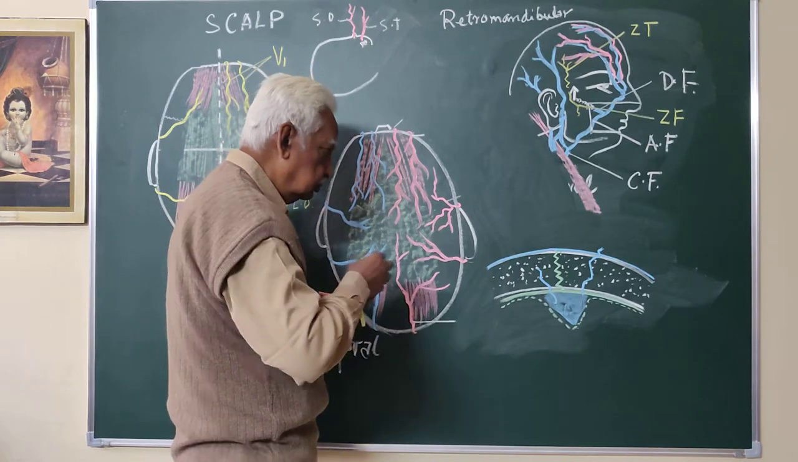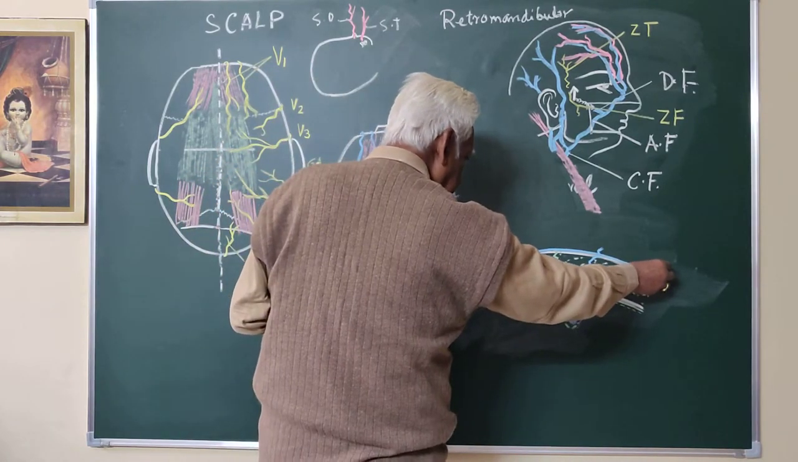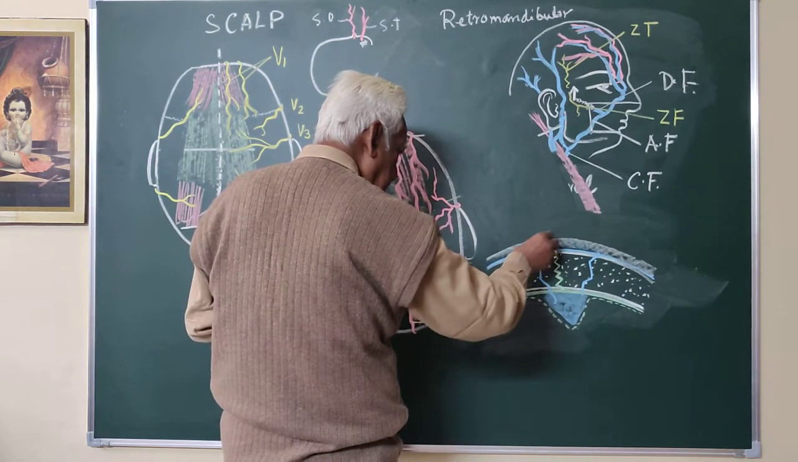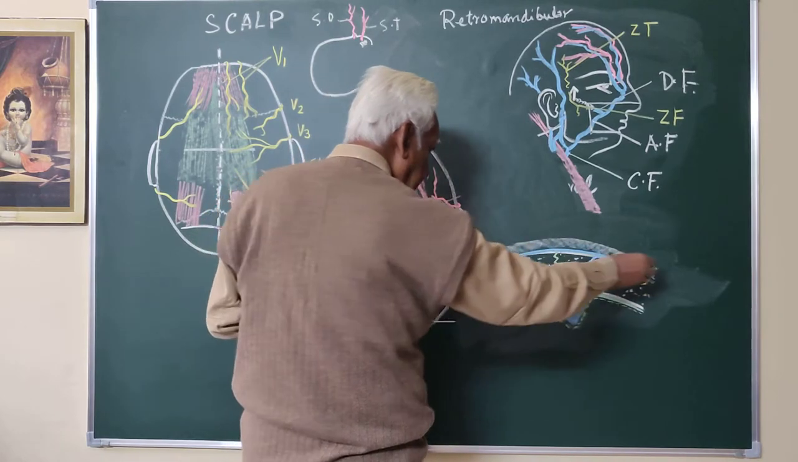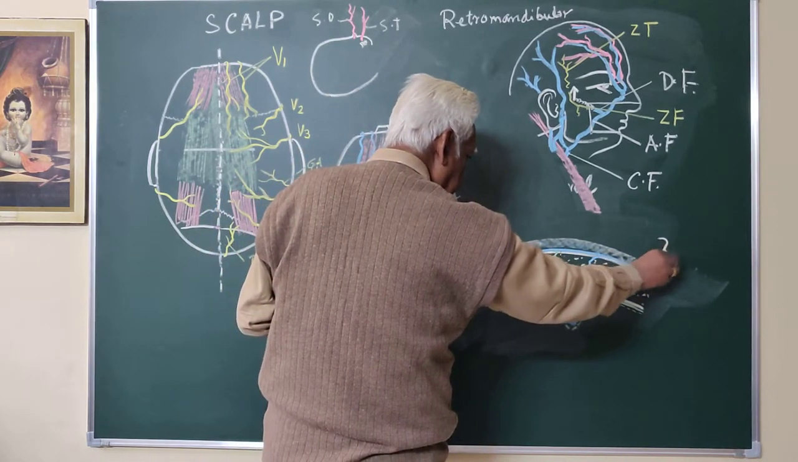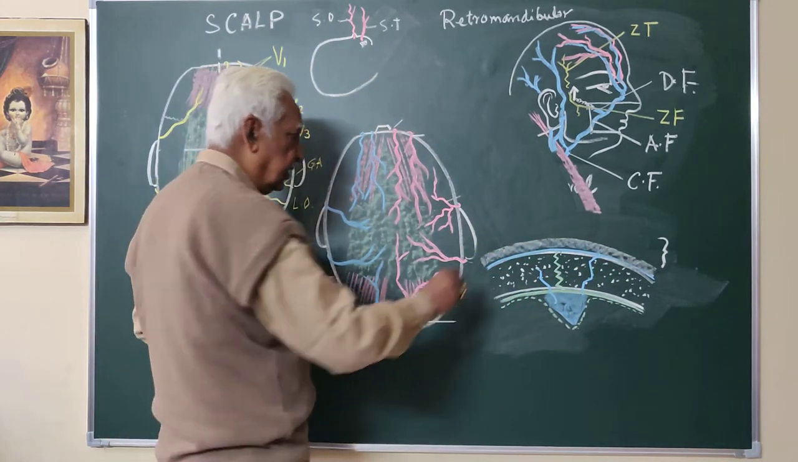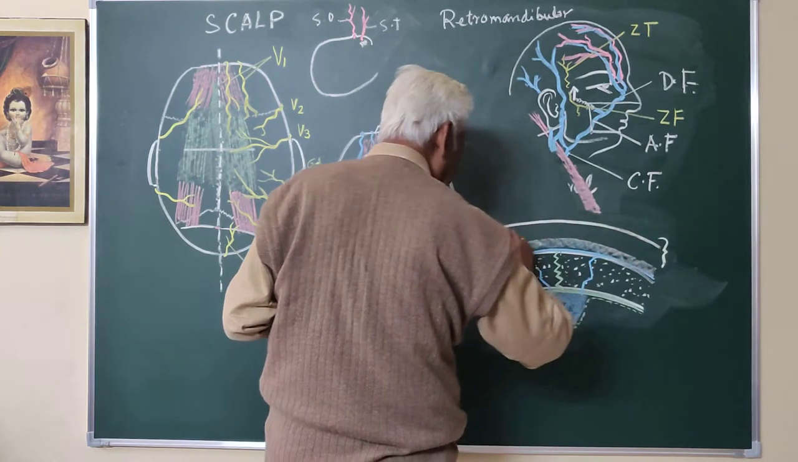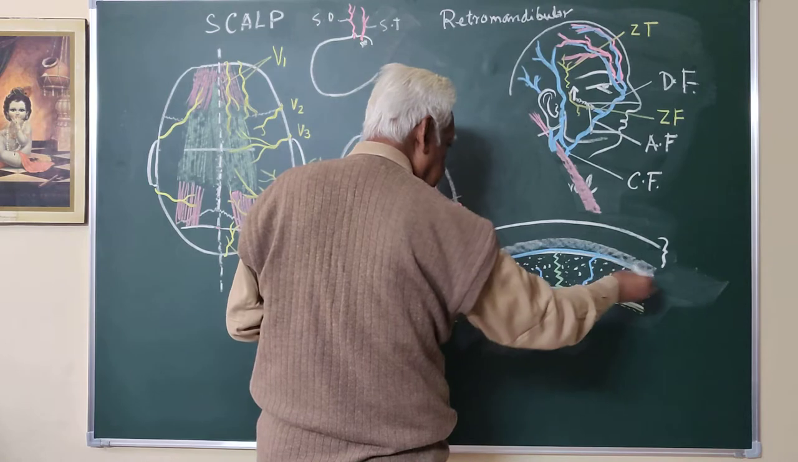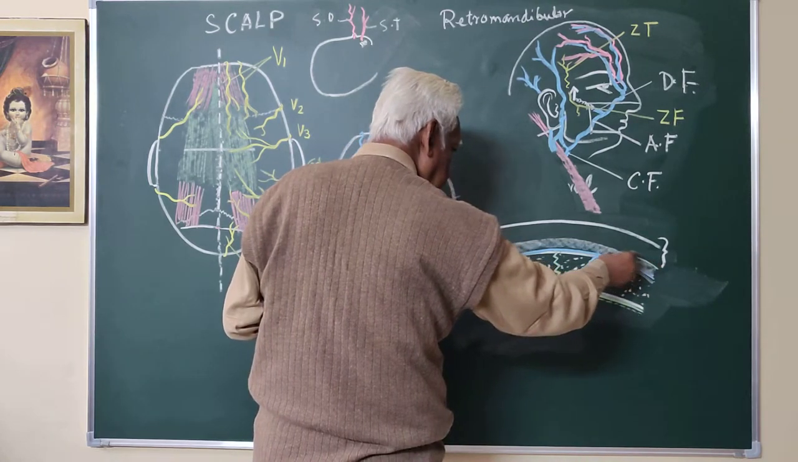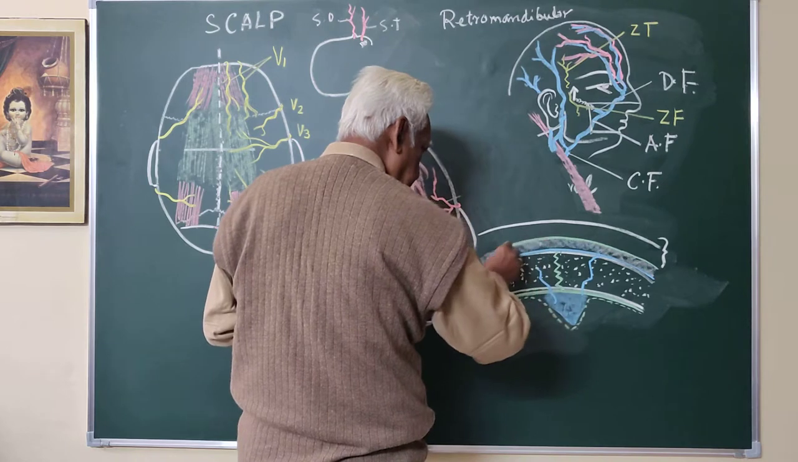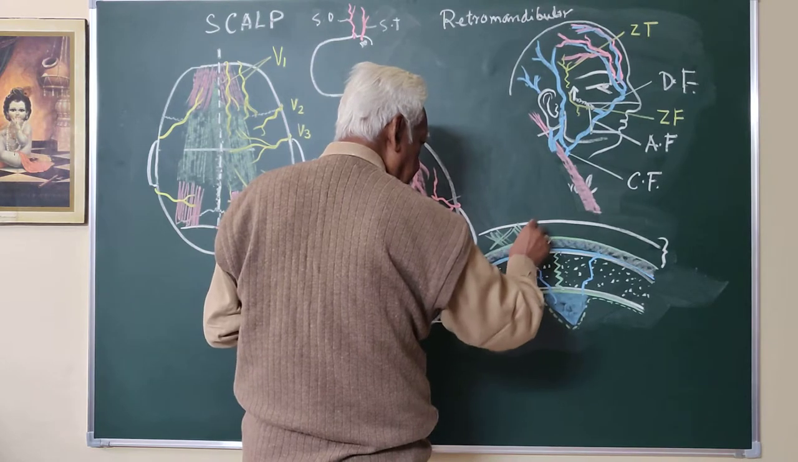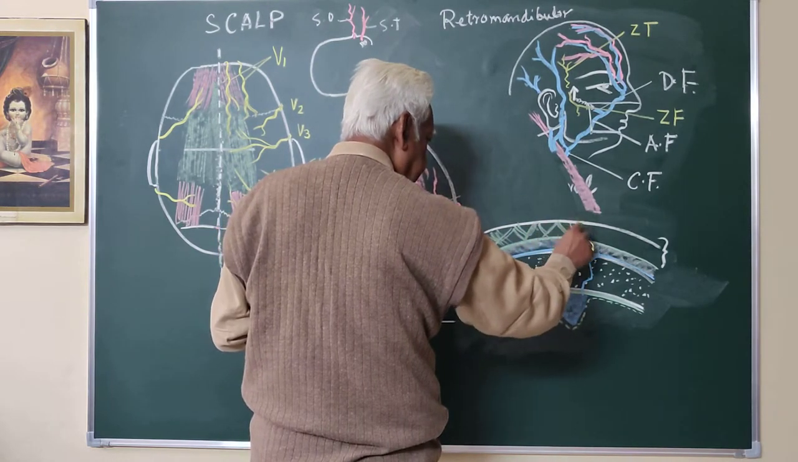Superficial to this layer is the loose areolar tissue, which I am just enlarging for the sake of convenience. And above this were the three layers: skin, superficial fascia, the connective tissue, and the galea aponeurotica, or the aponeurosis of the occipitofrontalis muscle. These were the fibrous compartments lodging the nerves and vessels.